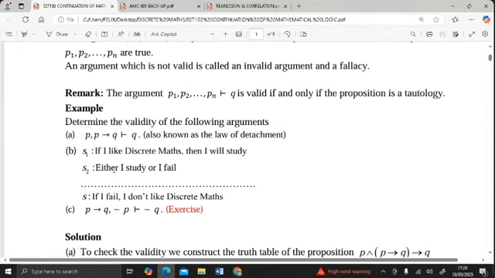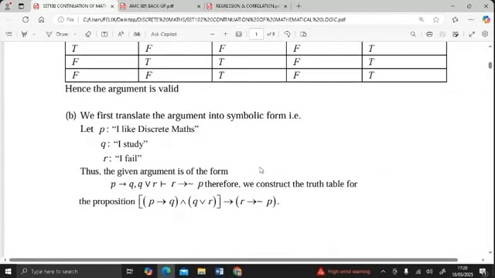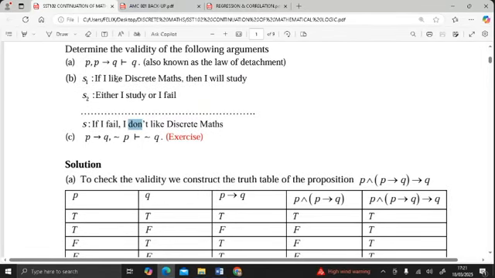So how many statements do we have here? We have, I like discrete maths. I will study. Yes, I study is the same as I will study. I fail. So we have three statements there. And you notice that here, I fail is exactly as the one that we have here. I don't like is the negation of I like discrete maths. You can see don't like is negation. So how do you present those ones? Look at this. We've decided to let I like discrete maths be P, I study be Q, I fail be R.